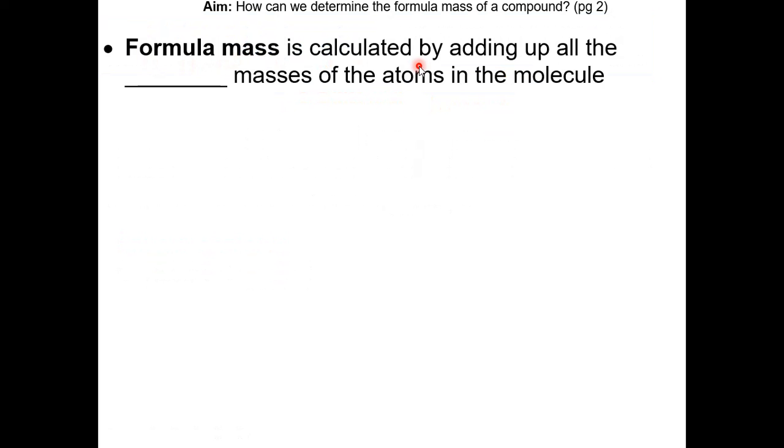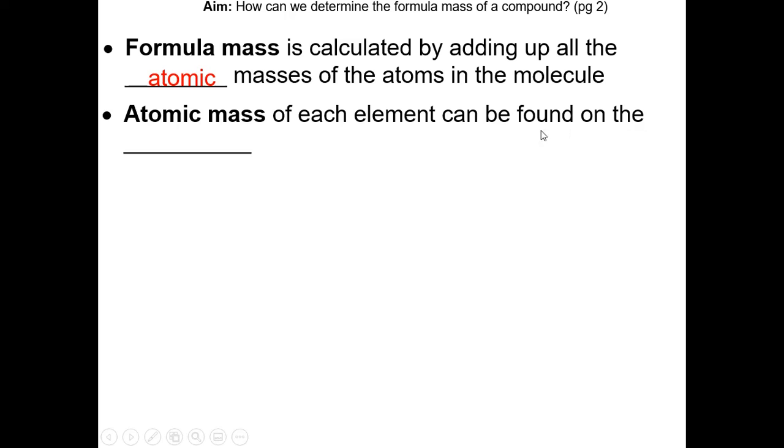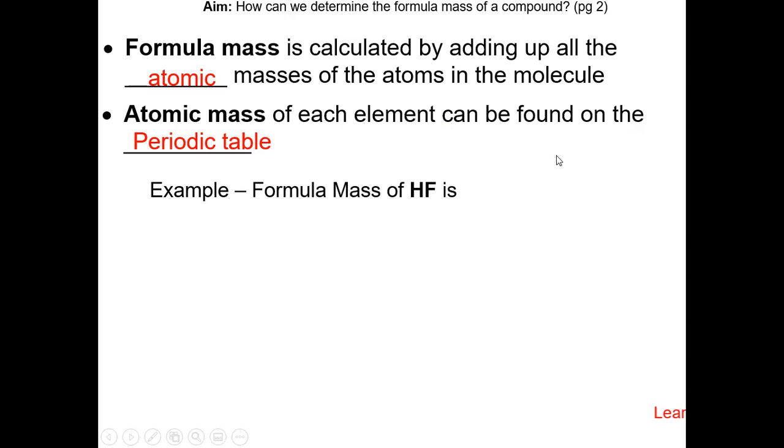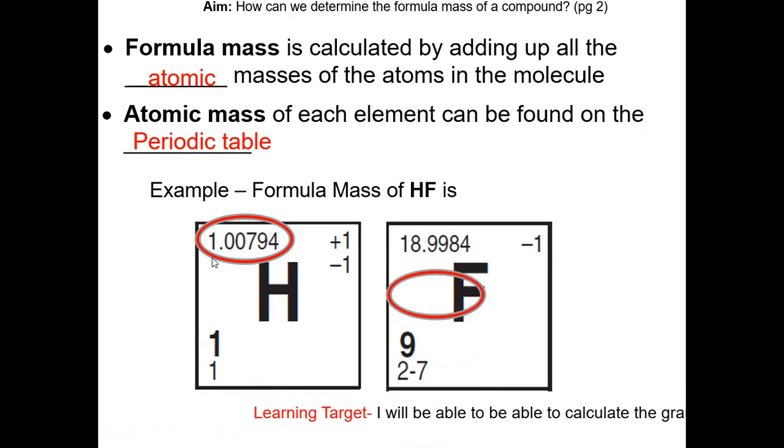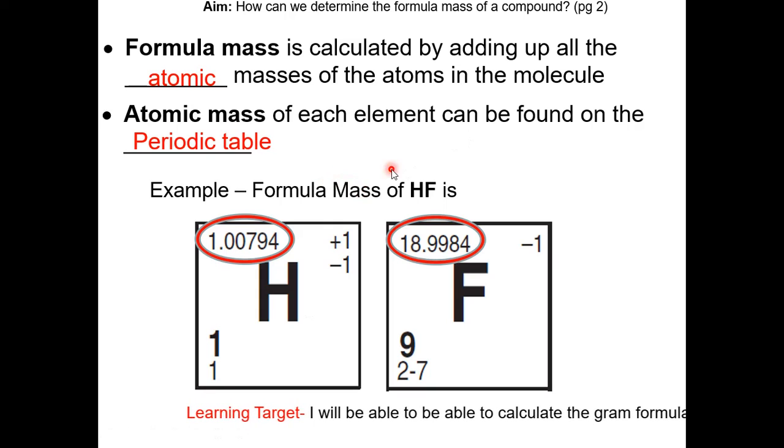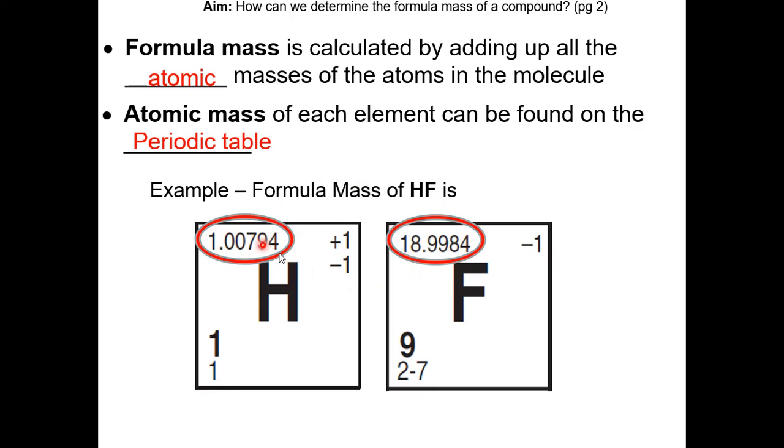Formula mass is calculated by adding up all the atomic masses of the atoms in the molecule. If you recall, the atomic mass of each element can be found on the periodic table. For example, what's the formula mass of HF? So HF is a molecule. It contains the atoms of hydrogen and fluorine. So hydrogen has an atomic mass of about 1, but fluorine is about 19. So the formula mass of HF is just adding up these two numbers, which is about 20 AMU.